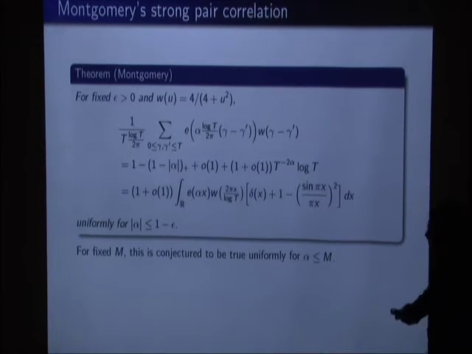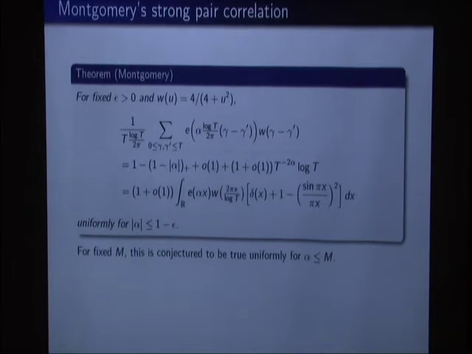And for this, I go back to Montgomery's original formulation of the pair correlation conjecture. And that is as follows. We have some test function w here. It doesn't really matter what it is. I guess this particular one ends up being nice because its Fourier transform has exponential decay.